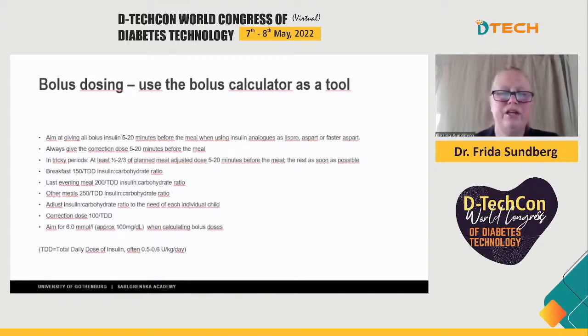The correction dose is, as in older children and adults, 100 per total daily dose. And remember that I'm counting in millimole. So you have to refer this to the other way of counting if you use milligram per deciliter, that's 1800. And aim for 6.0 millimole per liter or approximately 100 milligram per deciliter when calculating bolus doses. Because if you do not aim at the middle of the road, 6 is exactly in the middle of 4 to 8, then the risk of ending up in either ditch or the side of the road is increasing.